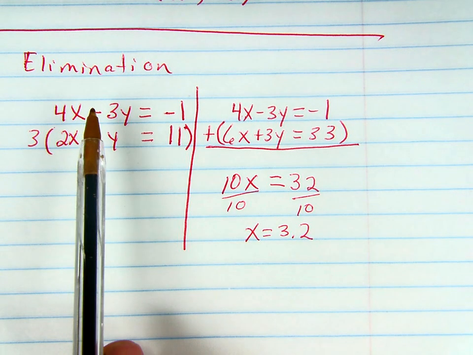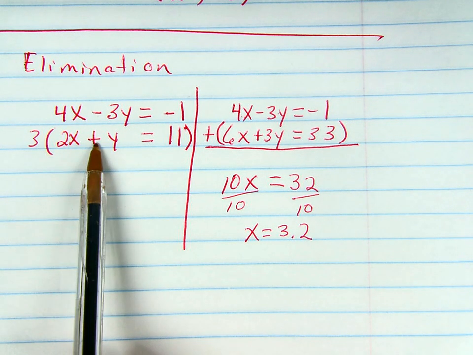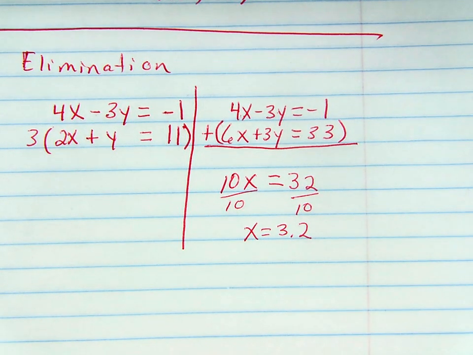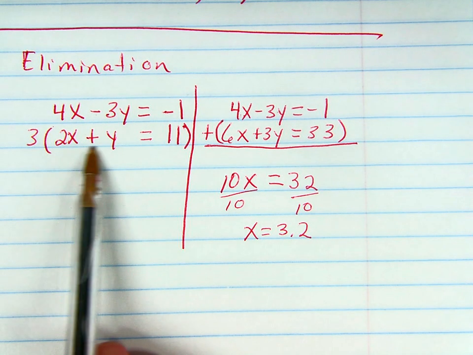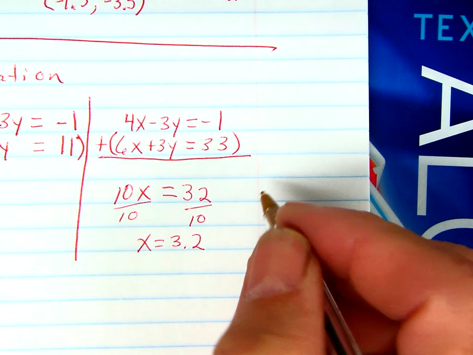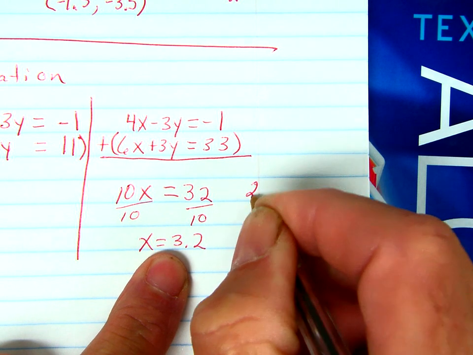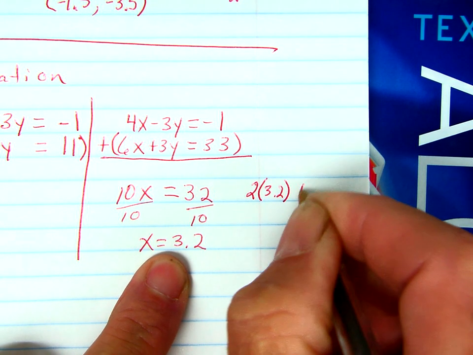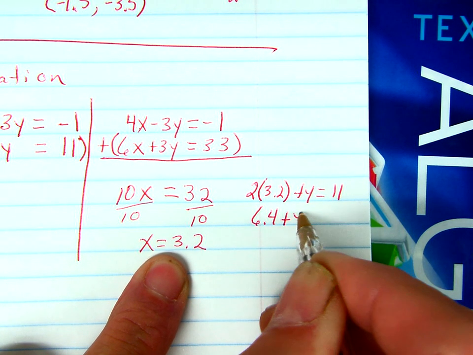You can use either this equation or this equation before you multiplied it by 3, or this equation. Doesn't matter. Caitlin, which one should we use? 4x minus 3y, 2x plus y, or 6x plus 3y? 2x plus y. That looks like the easiest one. All right, so to get the y, we're going to take the value of the variable x out and replace it with 3.2. So 2 times 3.2 plus y equals 11. 6.4 plus y equals 11.